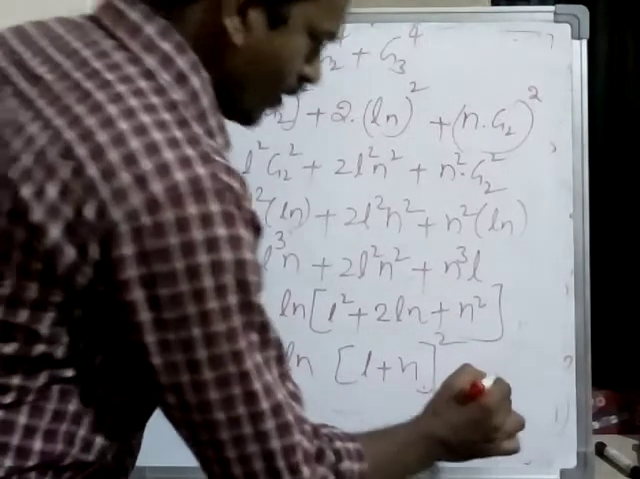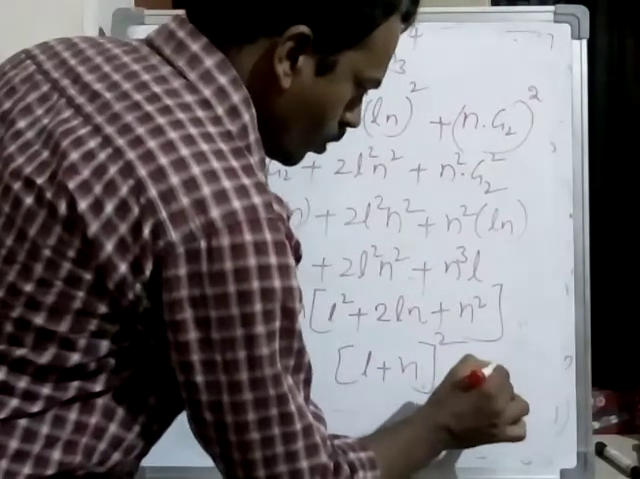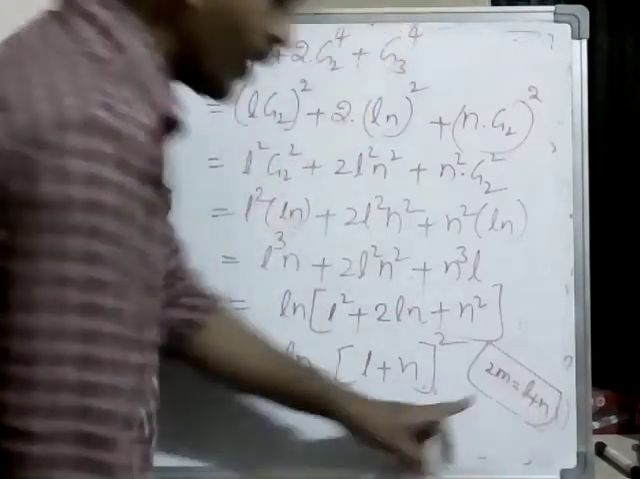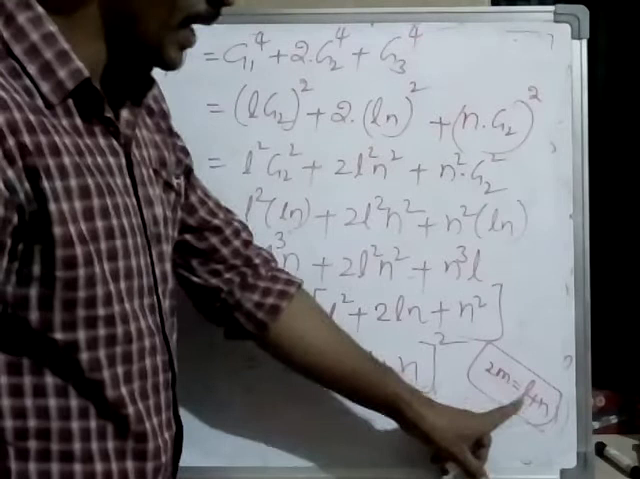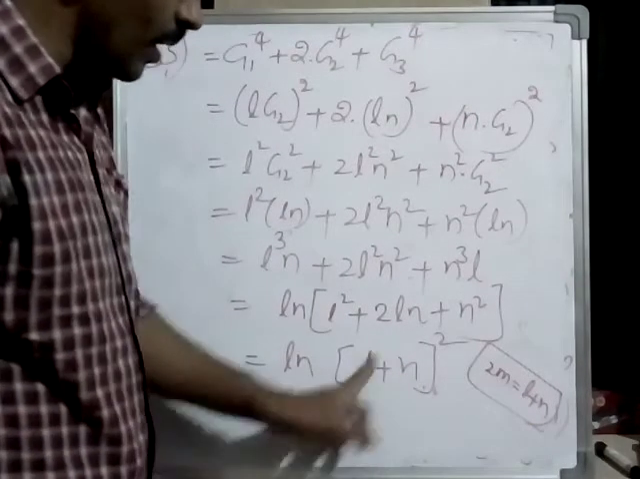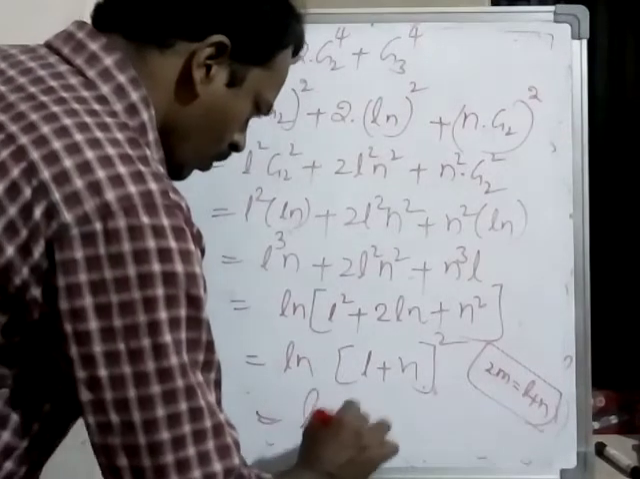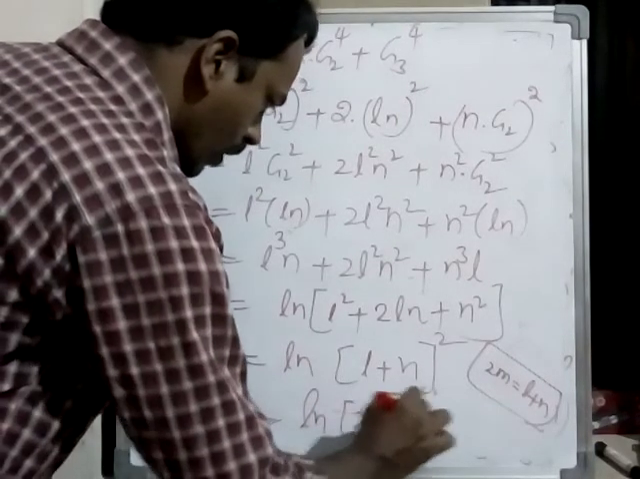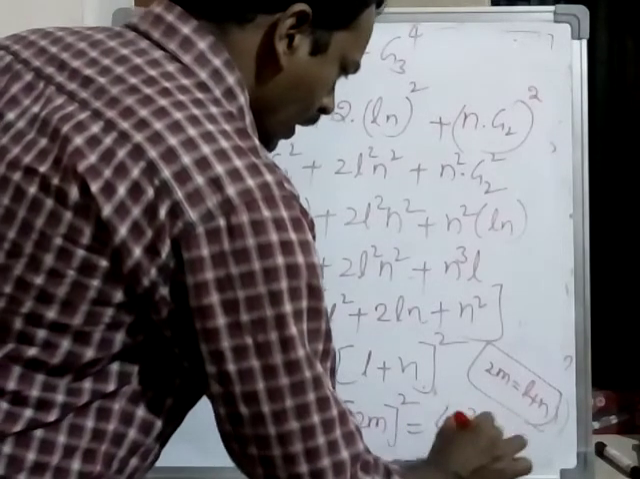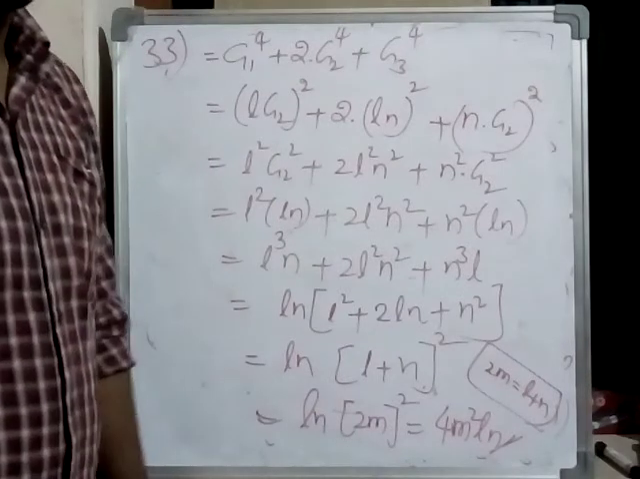Now M is the arithmetic mean between L and N, so 2M is equal to L plus N. So in place of L plus N take 2M. So LN into (2M) whole square, which becomes 4M square LN. This is the final answer: 4M square LN.